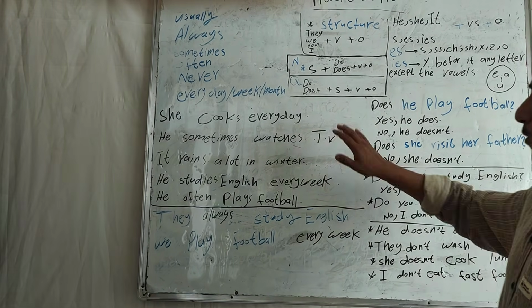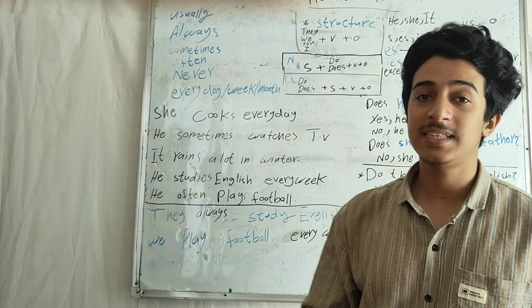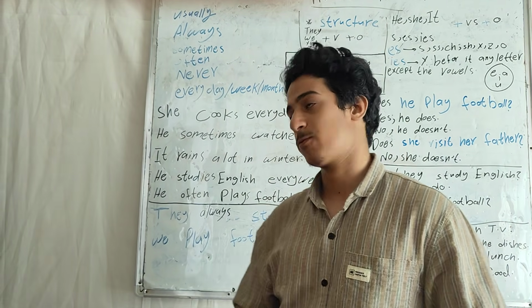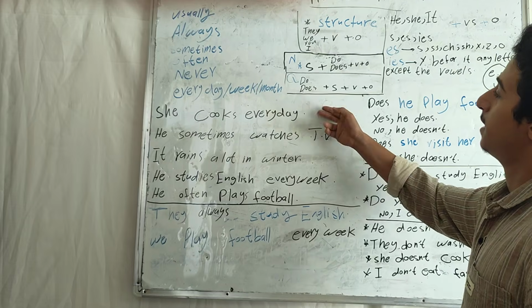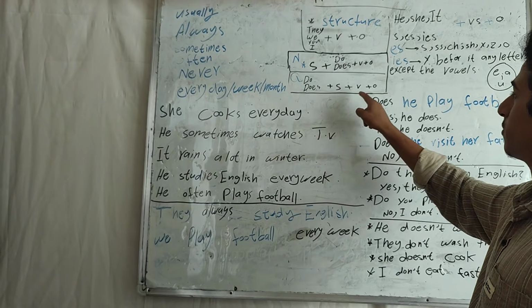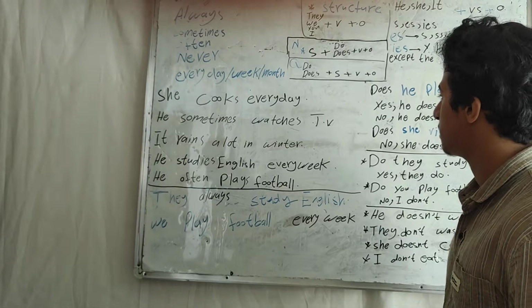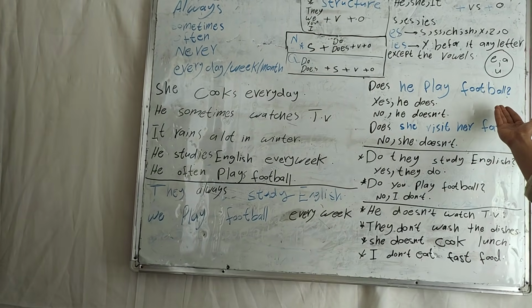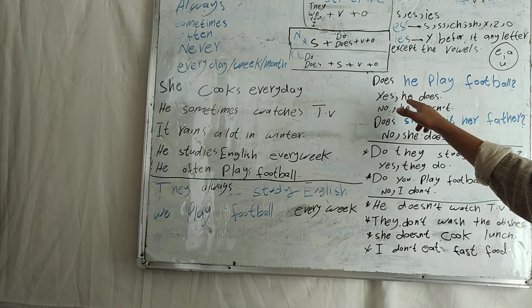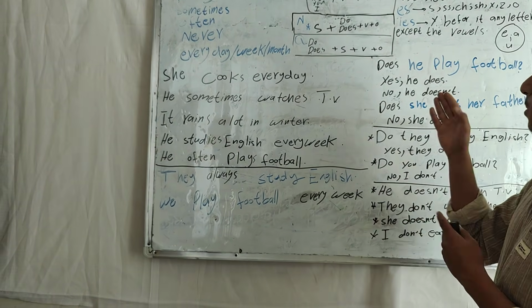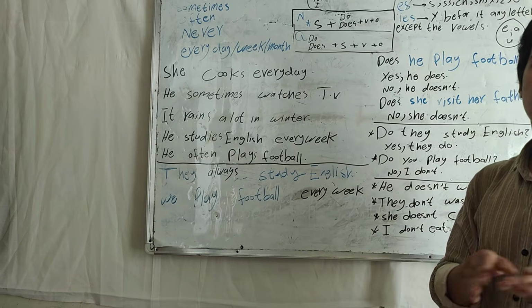Okay, what about the question? We're going to take do and does and put it at the beginning of the sentence. The structure of the question will be like this: do or does plus subject plus verb plus object. Okay guys, so does he play football? The answer will be yes, he does, or no, he doesn't.